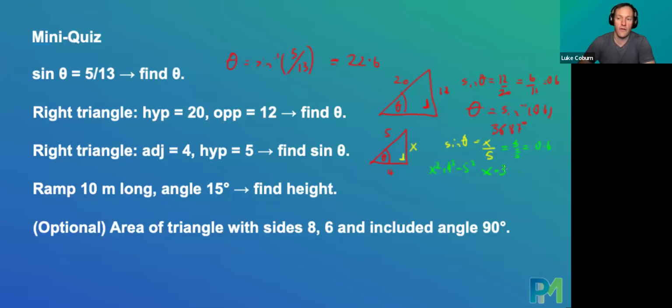Now sine inverse of 0.6 is going to be the same thing as we got last time, okay? So sine theta is equal to 0.6. That means that theta is equal to inverse sine of 0.6.